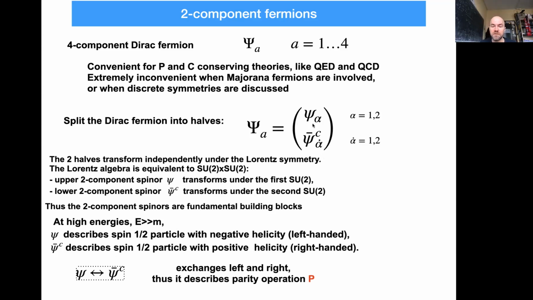So parity exchanges left and right. So parity exchanges these two. So parity acts as psi going into psi bar c. So it turns this Dirac fermion upside down.